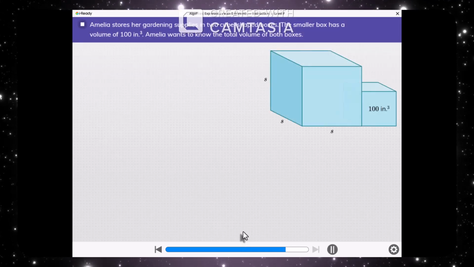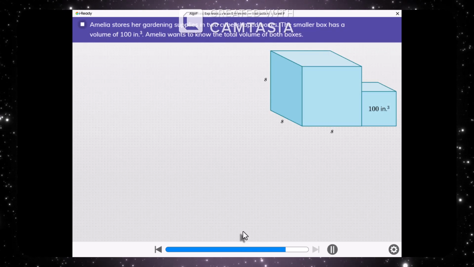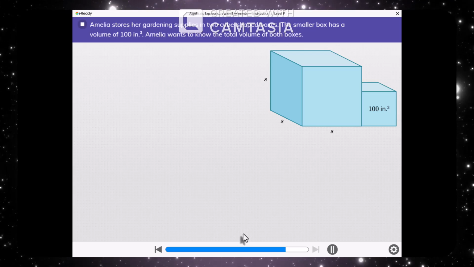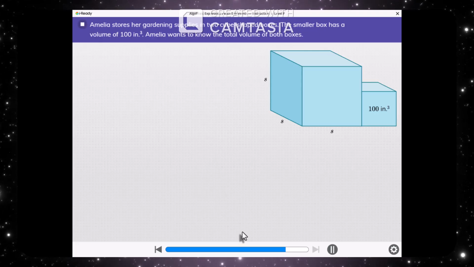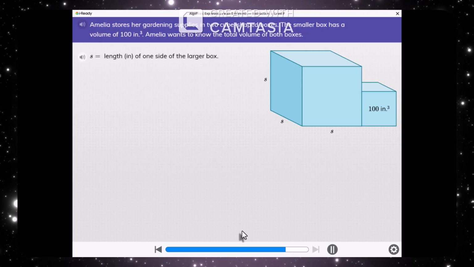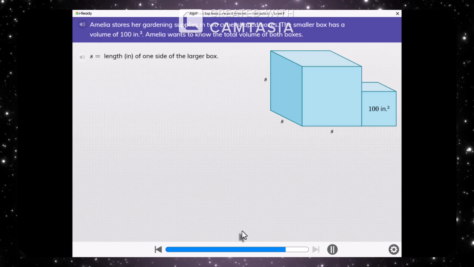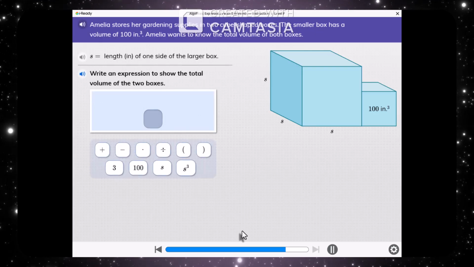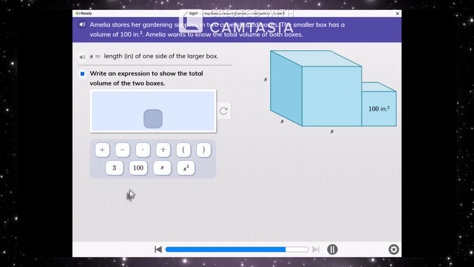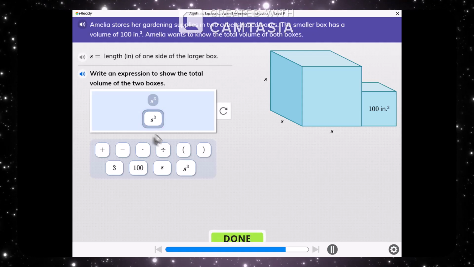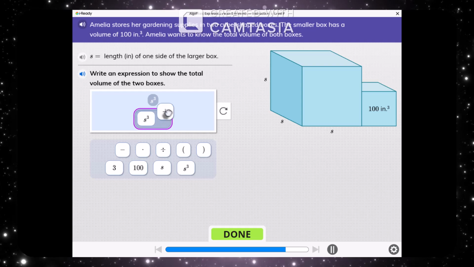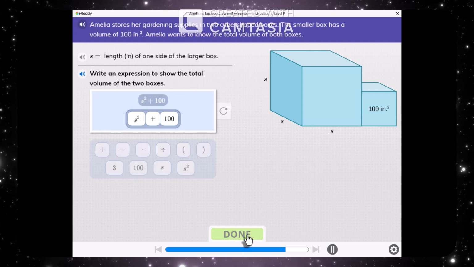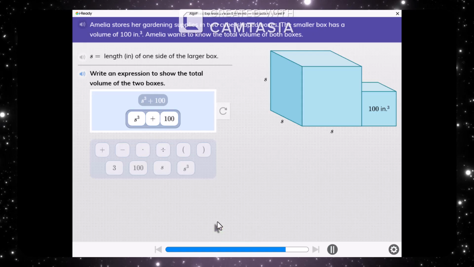Amelia stores her gardening supplies in 2 cube-shaped boxes. The smaller box has a volume of 100 inches cubed. Amelia wants to know the total volume of both boxes. Let S be the length in inches of one side of the larger box. Okay, write an expression to show the total volume of the 2 boxes. S cubed plus 100. Yes. You got it.